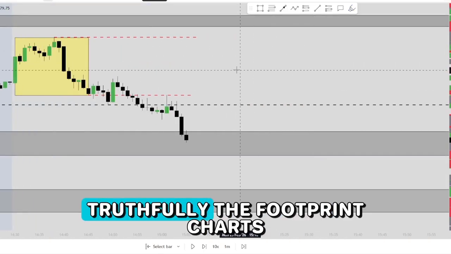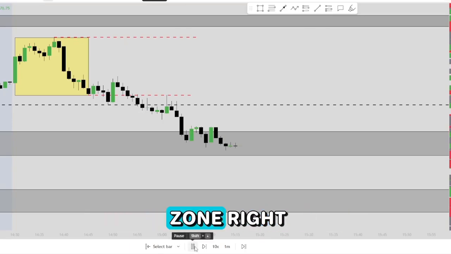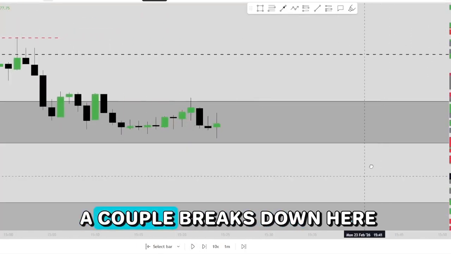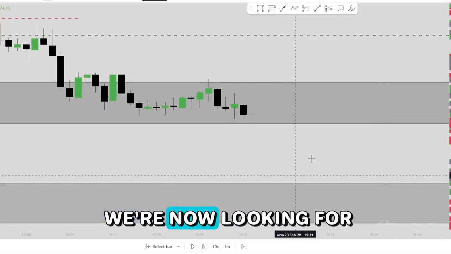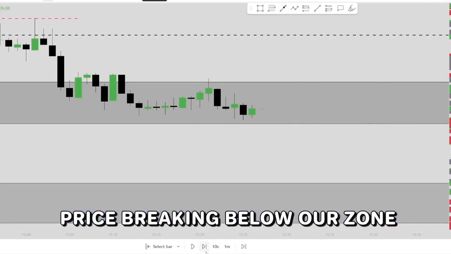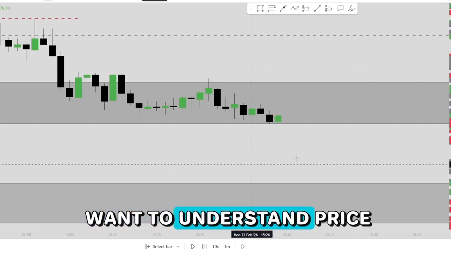And this is where, truthfully, the footprint charts come in, because we had quite a range at this zone. We barely broke above this zone. We started to have a couple breaks down here. So this is what we're now looking for. When we see price breaking below our zone, or we start to see that weakness, this is where we want to understand price action.